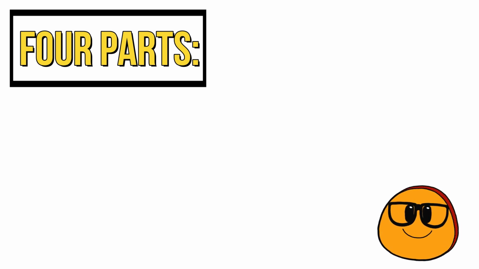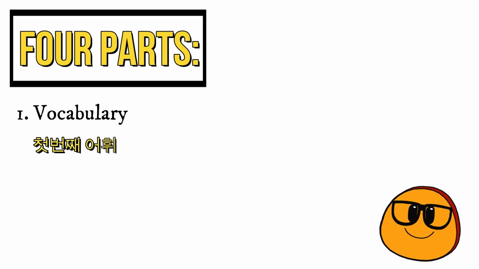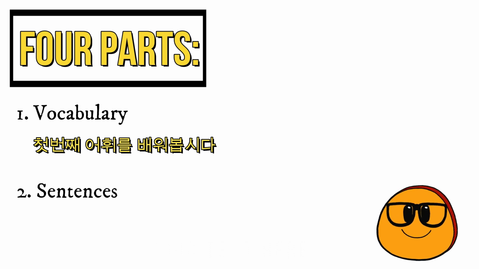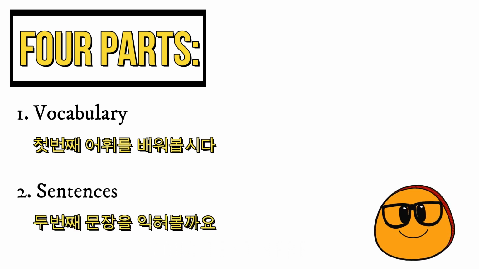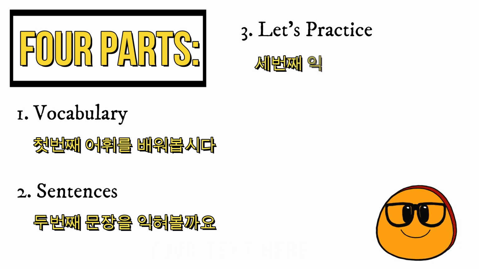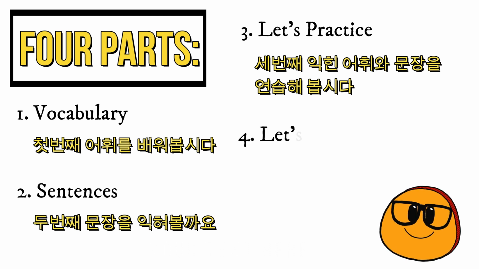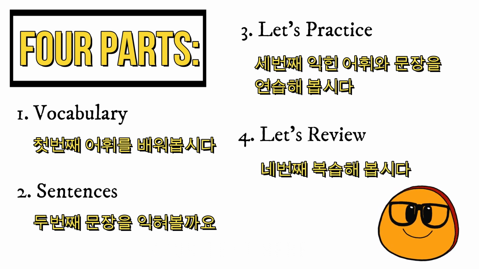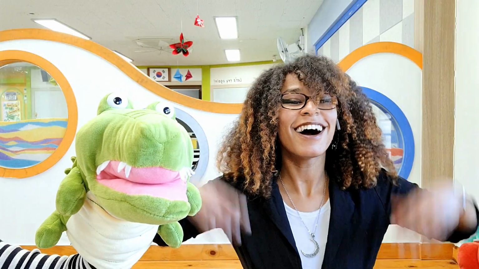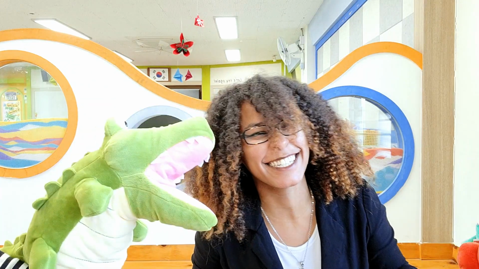4가지 활동을 해볼까요? First, vocabulary. 첫 번째, 어휘를 배워봅시다. Second, sentences. 두 번째, 문장을 익혀볼까요? Third, let's practice. 세 번째, 익힌 어휘와 문장을 연습해봅시다. And fourth, let's review. 네 번째, 복습해봅시다. Are you ready? Let's get started!